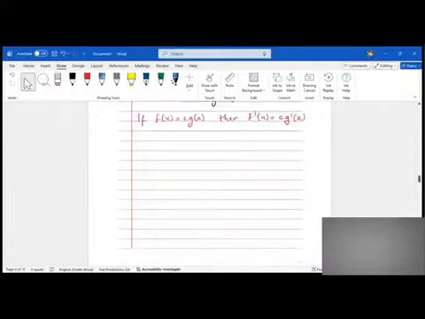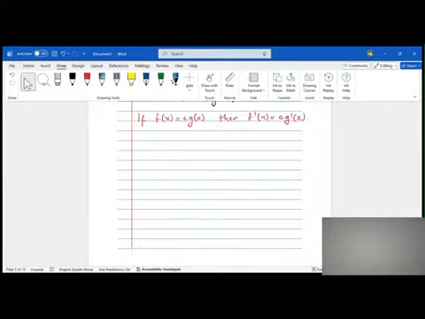Okay, so let's look into the power rule, which is our last part for the day. Let's look into the power rule. This should be your number rule of differentiation.